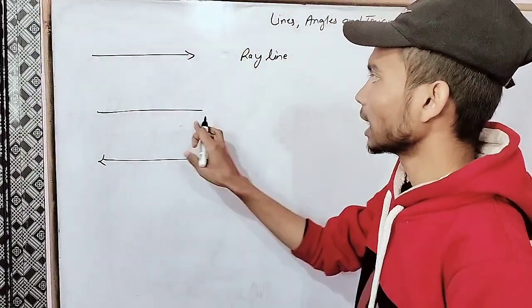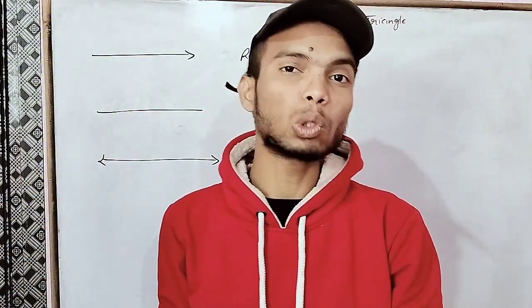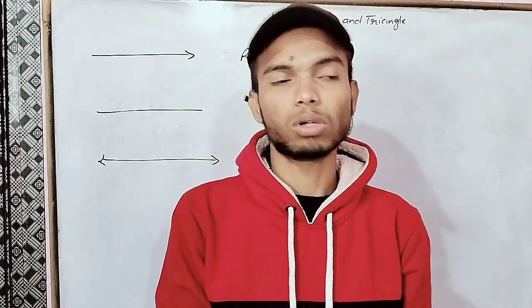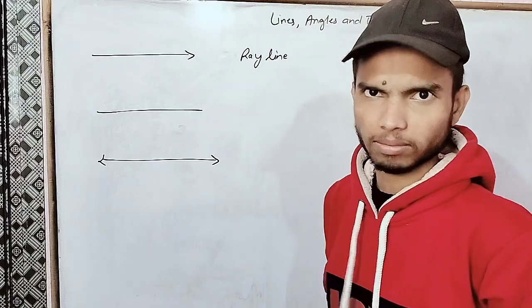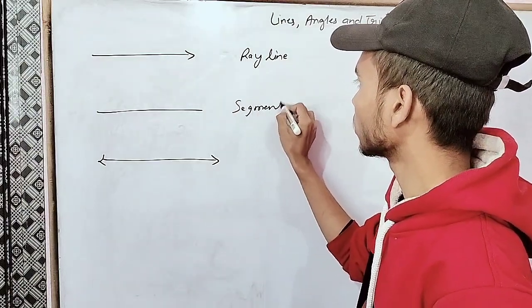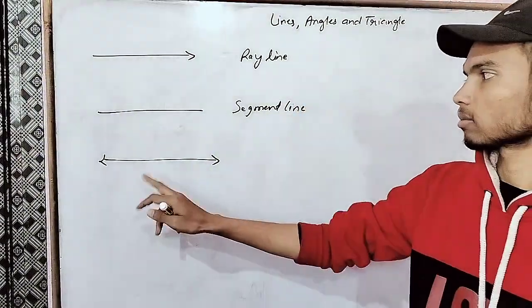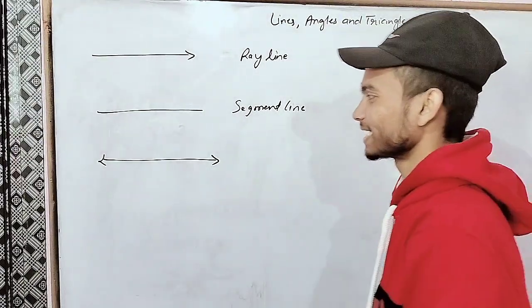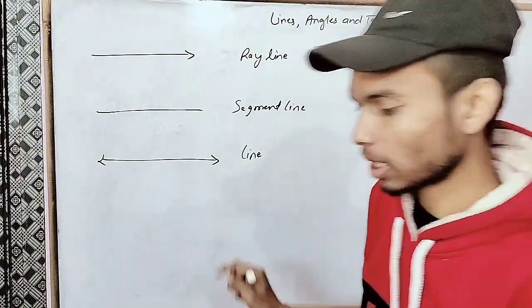And what will be the name of this line? Here we are not seeing any type of arrow. So always remember, this type of line will be known as a segment. Segment line. Okay. Here, the name of this line is only line. The name of this line will be known as line.